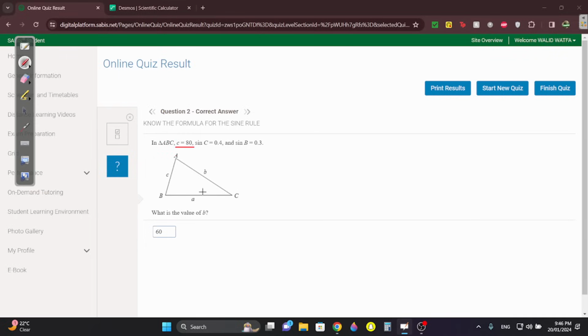Okay, important, C is here. They give you C is 80, they give you sine C is 0.4, so let's just put 0.4, and sine B is 0.3. And here they want B. I told you, obviously since we're saying sine, we're using the sine rule. And I told you always start with what they're asking. What are they asking for? B, right? Asking for B. So we're going to use sine B over B equals, what do we have given?